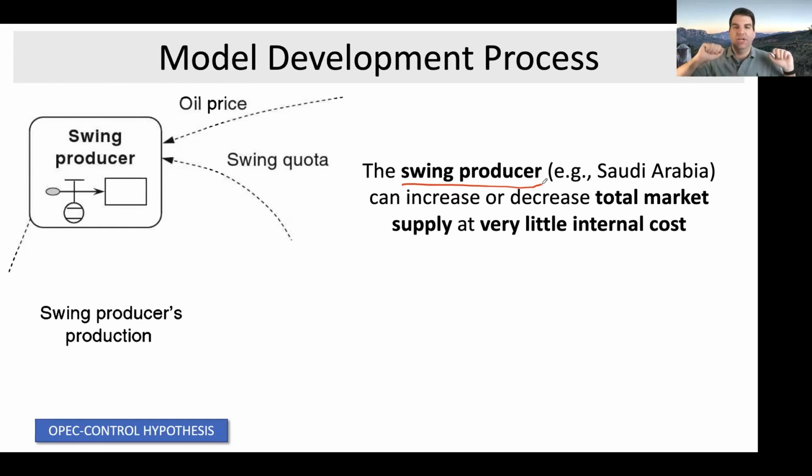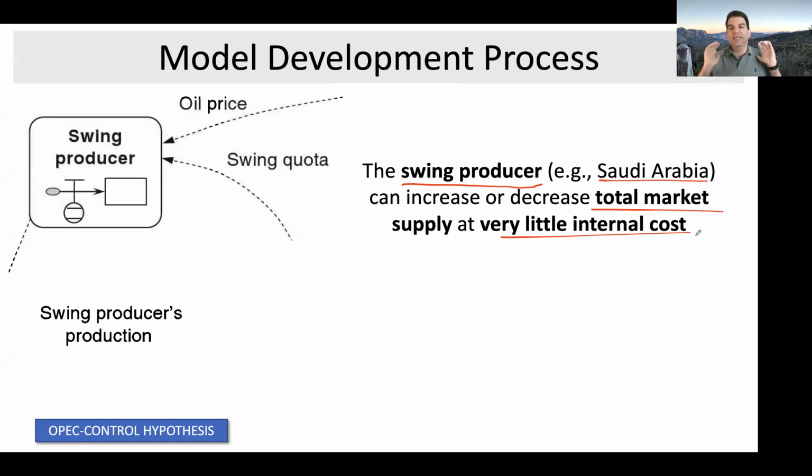They control a huge amount of market share, and then everyone else around them controls a lot of market share, enough to be interesting, but they pretty much count on the swing producer being the one that's controlling everything. And that swing producer in the case of oil is Saudi Arabia. And then later on, Russia became a big part of this. And so that swing producer can increase the total market supply at very little internal cost. They don't have to develop capacity. They don't even need to worry about their own internal revenues because they have so much extra money inside the country that even if they take a little bit of a hit in oil revenues, they're going to be doing just fine.